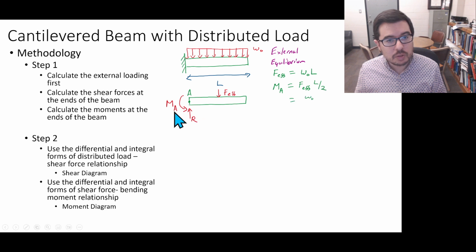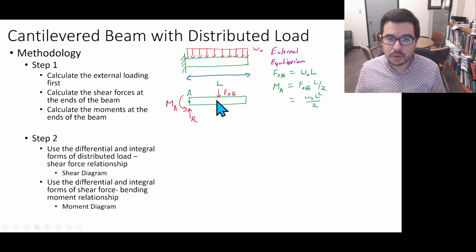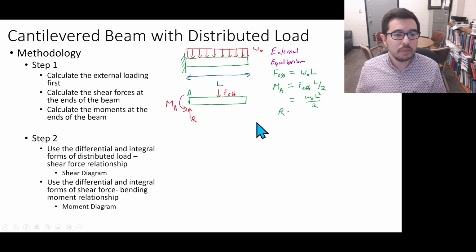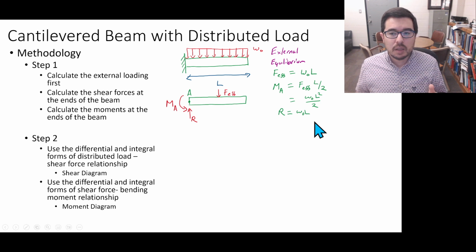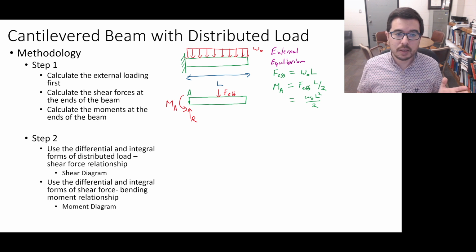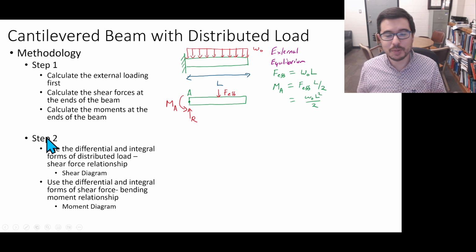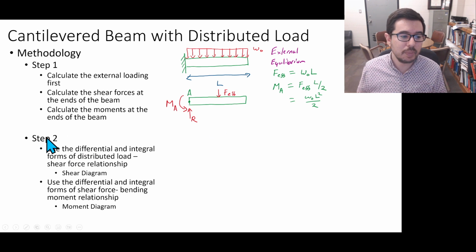We can say that the external reaction moment is counteracting this effective force acting at L over 2, as we see here. And we can say that the reaction force is balancing out F effective, so it's W naught L, as we see there. What if we want to do some additional work in following our step 2? Okay, that was wordy. Let's just go to step 2.